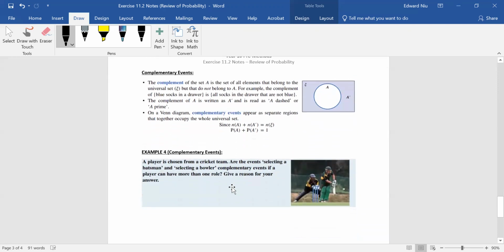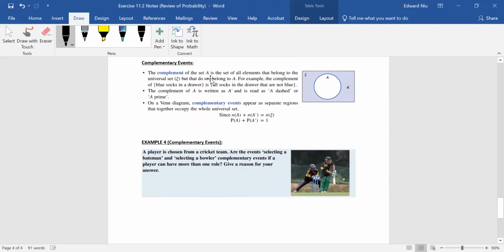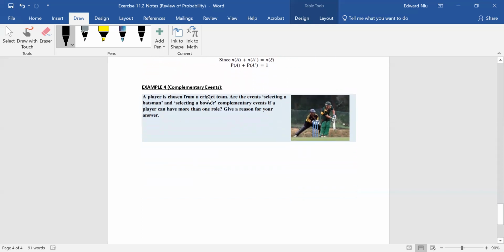Complementary events. Two events that are complementary to one another means they add up to 1. If we have a little dash above the capital A, that means not A. If we have A, that means the probability of A. Let's put it to an example and see what happens. A player is chosen from a cricket team. Are the events selecting a batsman and selecting a bowler complementary events if a player can have more than one role?